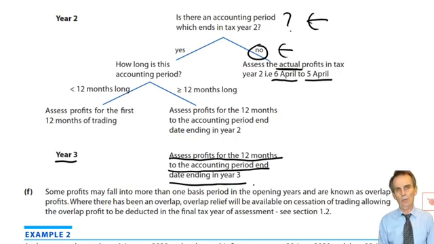Which 12 months will we assess? The 12 months to that accounting date ended in that tax year. Same concept, same principles as when we had the long period ended in the second tax year, it just now happens to be the third tax year. That would mean we'd have to wait all the way around until the fourth tax year before CYB could operate.